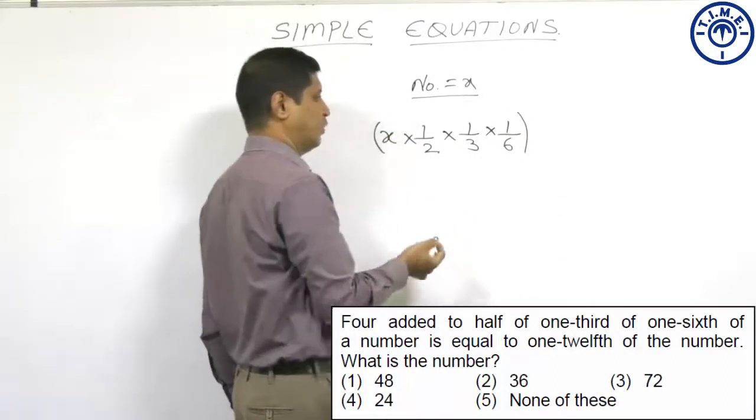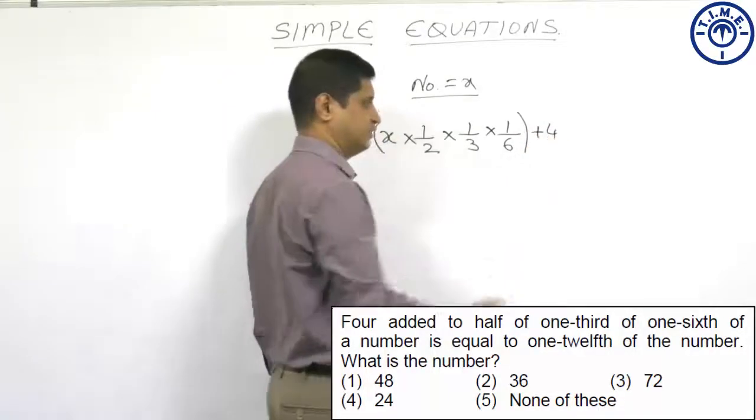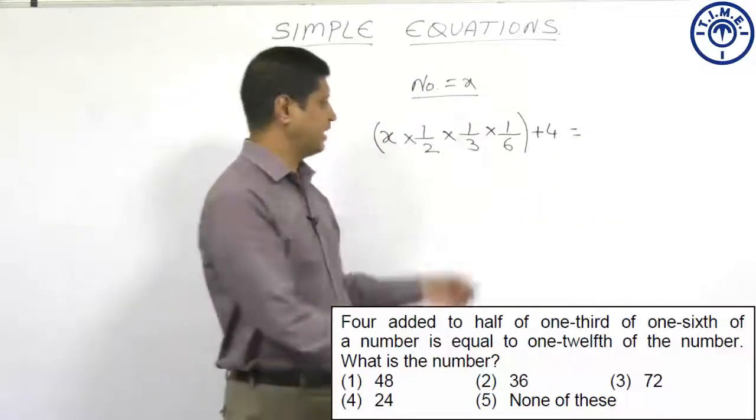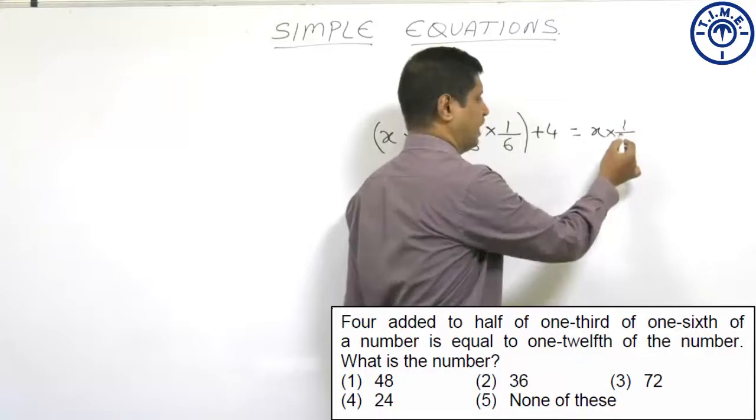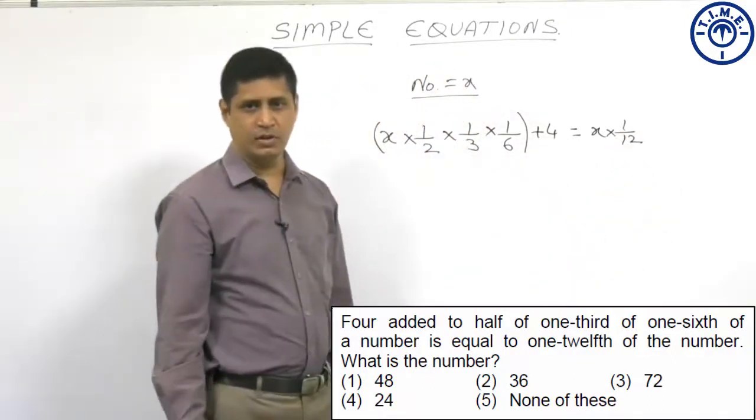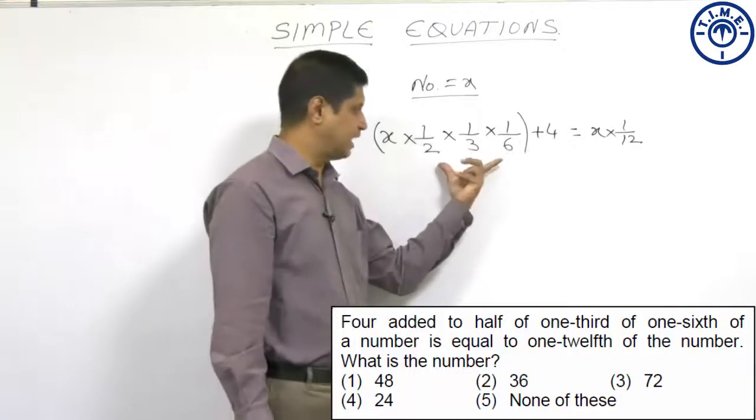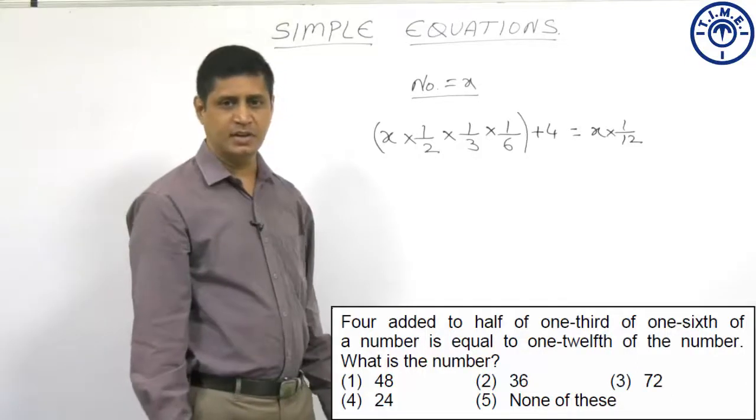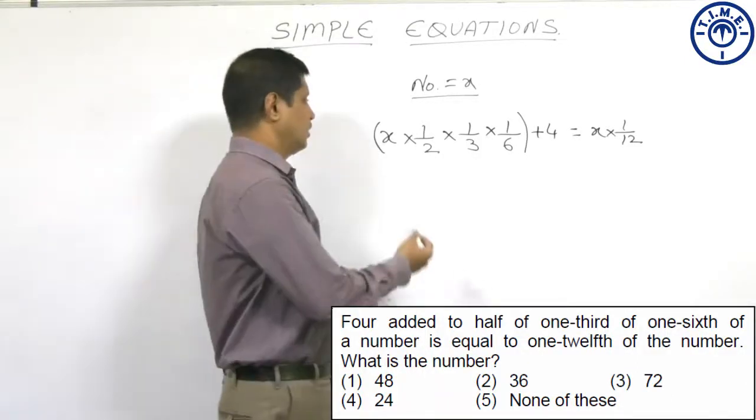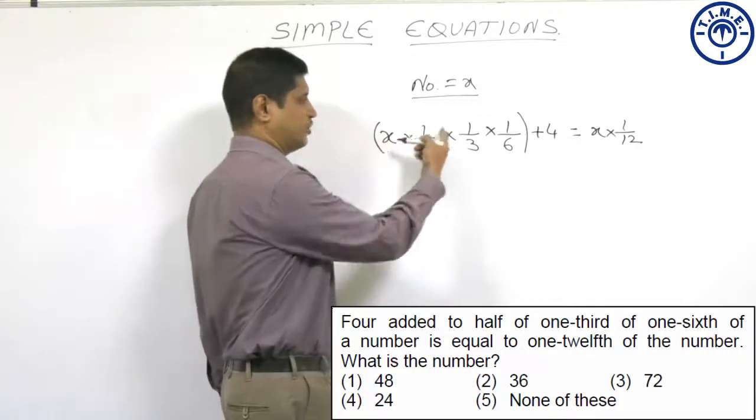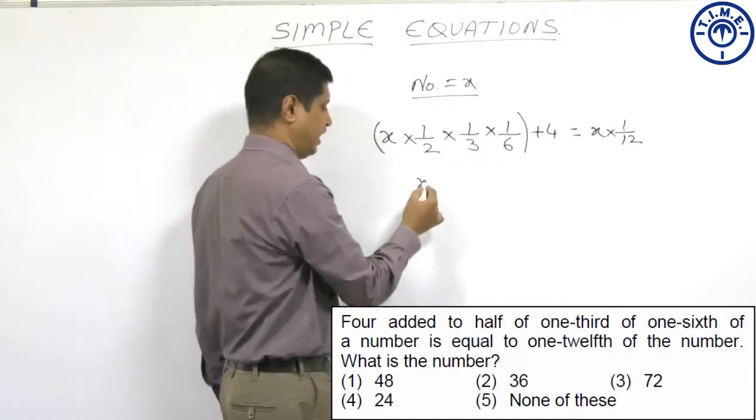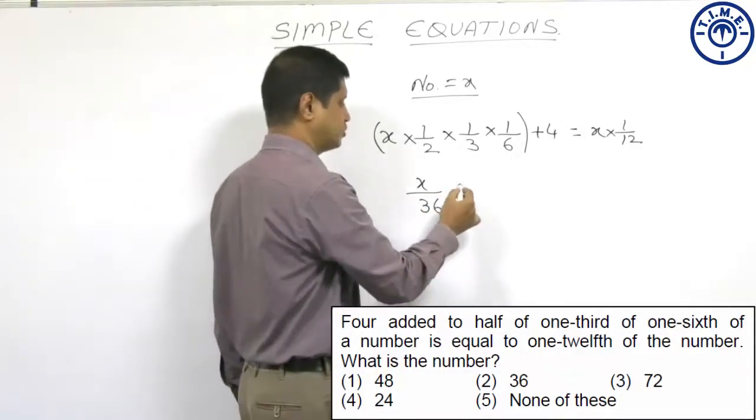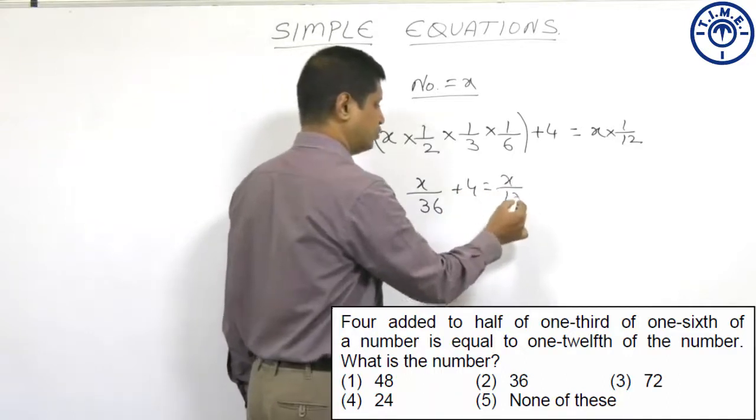To this number, what is added here? 4 is added. What is the result? Now the result is 1/12 of the number. The number is x. So what is the 1/12 of it? 1/12 of a number is x by 12. Now this value is equal to 1/12 of a number. Take variables on one side, numbers on the other side, results x. Now what is the value on the left side here? x into 1 into 1 into 1. Now the result is x by 2 into 3, 6, 6 into 6, 36. x by 36 plus 4 is equal to x by 12.